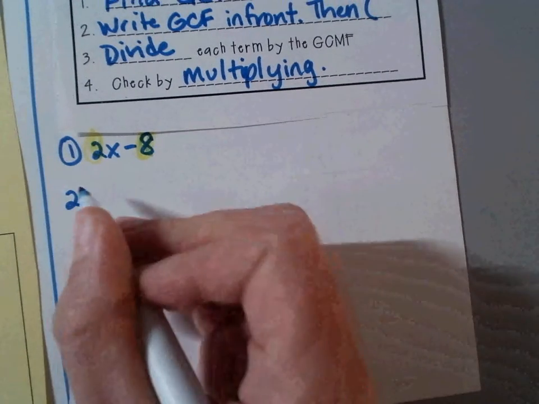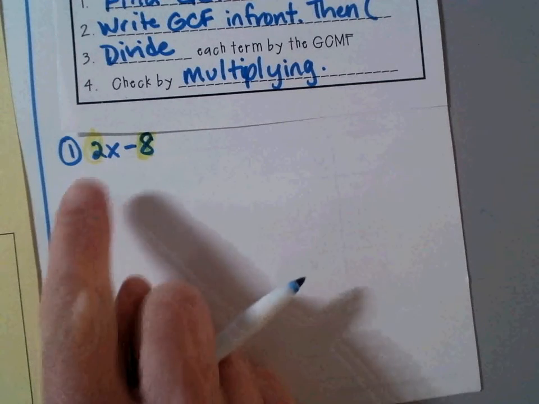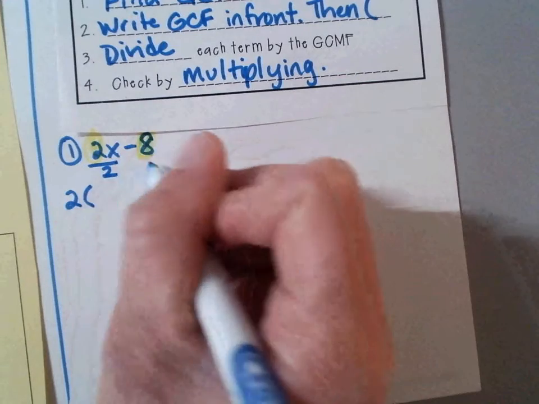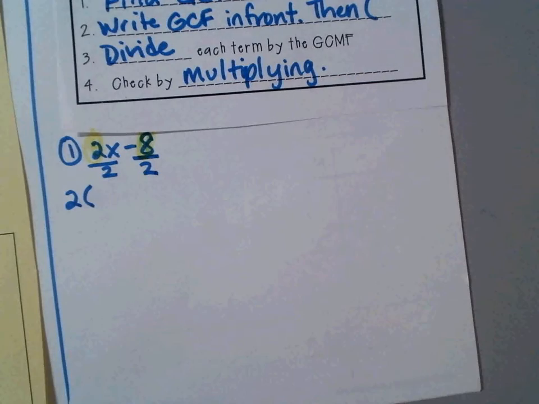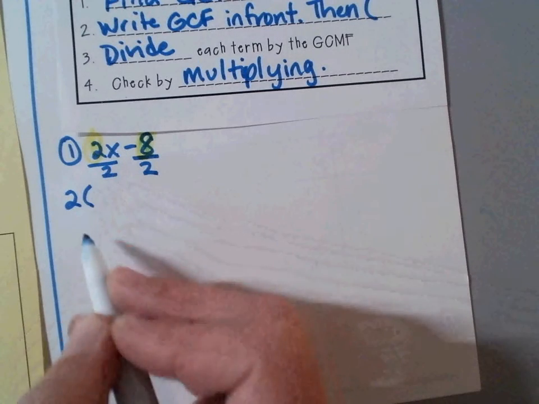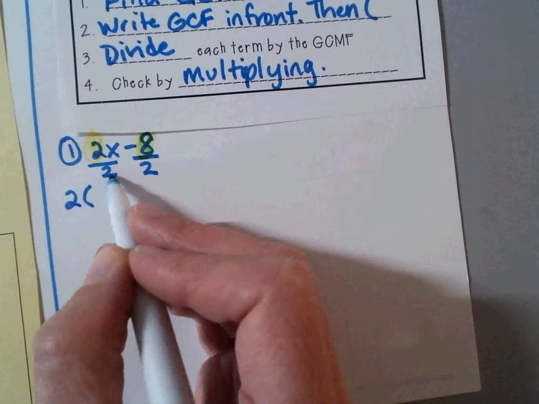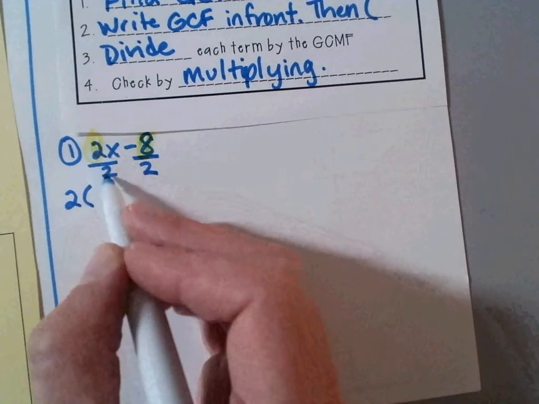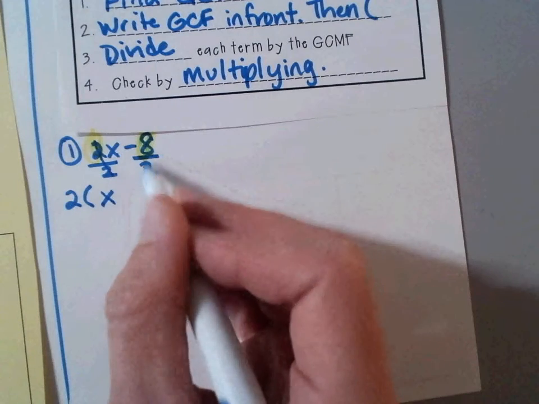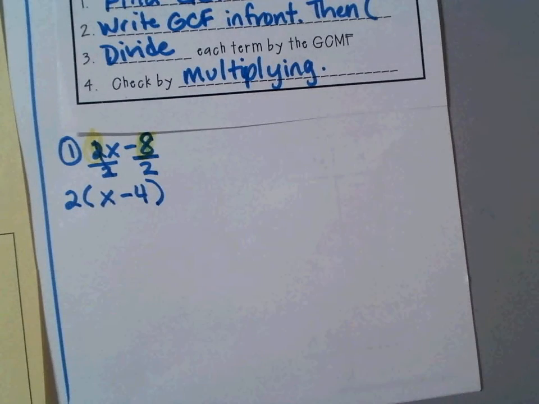So you write a 2 and then you put a parenthesis. And now you take the 2 and you divide each of these by 2. So you're going to put divide by 2, divide by 2. Okay, so this is like your work. This final line right here is going to be your answer. What's 2x divided by 2? Yeah, the 2 and the 2 cancel. So you're left with what? x. What's 8 divided by 2? 4. So it's x minus 4 on the inside.